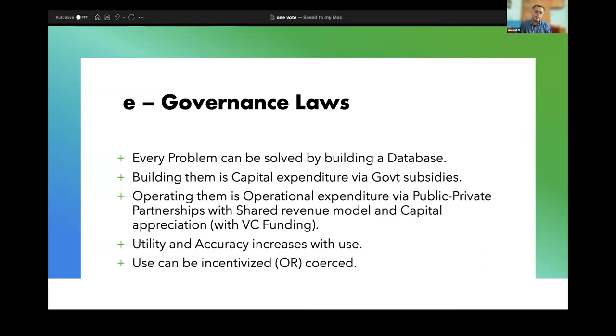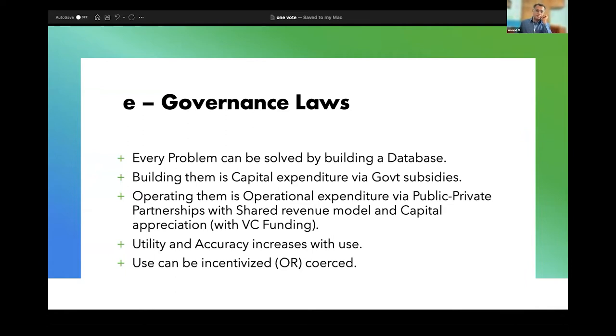The fourth rule of e-governance is utility and accuracy increases with use. Well, again, using the word law, it is not a certainty. That is really the belief. So the way in which I should have probably written it is as e-governance beliefs, but that is what they believe as laws. And so we need to understand that.